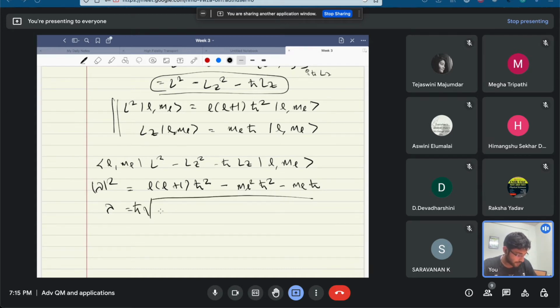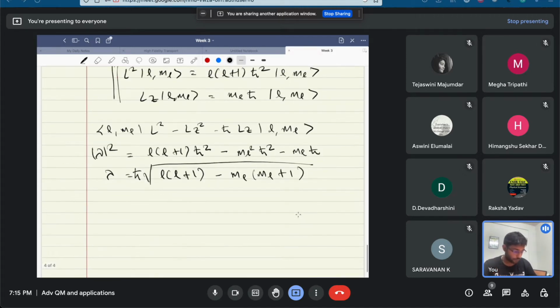So this was one of the exercise problems that was given in the lecture, so I just thought it would be interesting to solve it. And similarly when you do it for L minus, you mainly get a minus here.